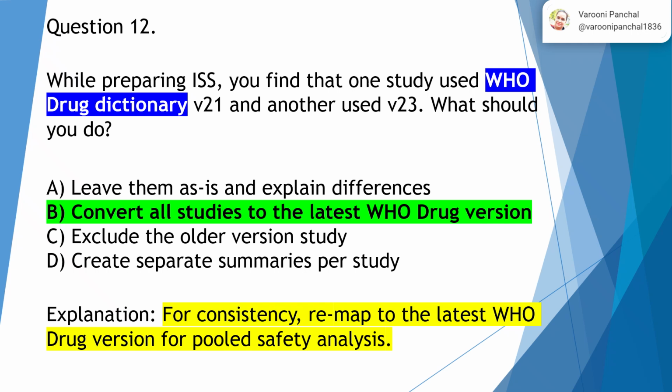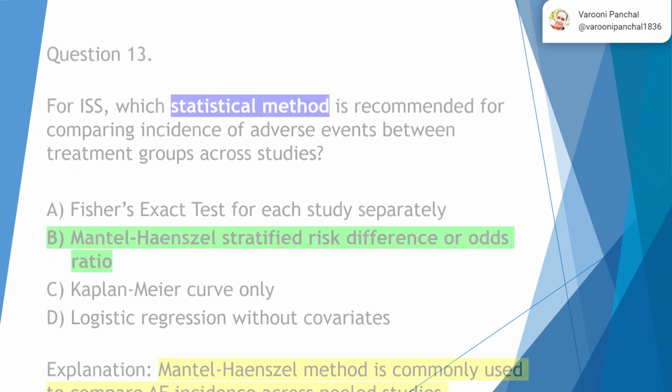Question 12. While preparing ISS, you find that one study used WHO Drug Dictionary version 21 and another used version 23. What should you do? Leave them as is and explain differences. No, you cannot leave it like that. Exclude the older version. You cannot even exclude such older version data. Create separate summaries per study. No, you need to combine and convert all the studies to the latest WHO drug version, right? So the correct answer is B. For consistency, remap to the latest WHO drug version for pooled safety analysis.